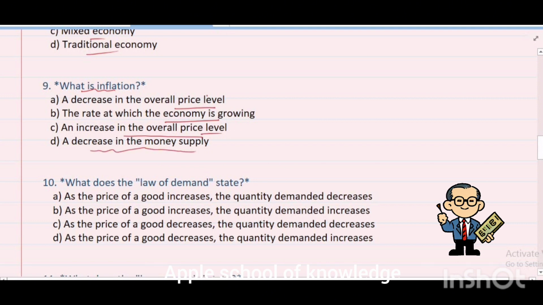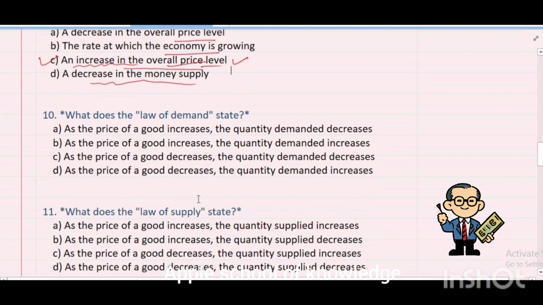If you remember, the definition of inflation is the rise in the general price level of goods and services over time. So when there is a general increase in prices, and option C, if you see here, an increase in the overall price level, that we call inflation. So option C is the correct one.